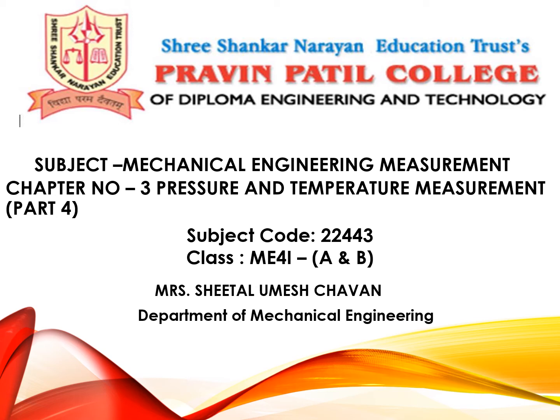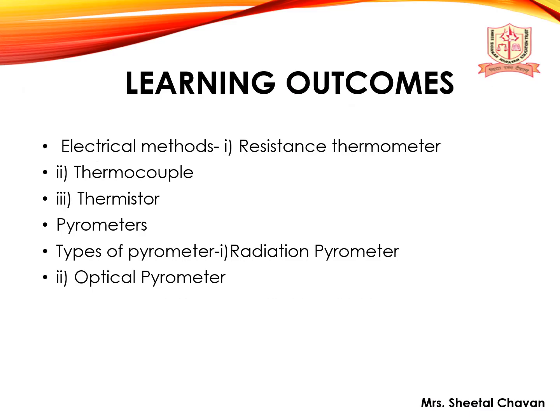So let's continue with chapter number 3, that is pressure and temperature measurement. Learning outcomes. After completion of this video, student will be able to understand electrical method, that is resistance thermometer, thermocouple, thermistor, then pyrometer, types of pyrometer, radiation pyrometer and optical pyrometer.